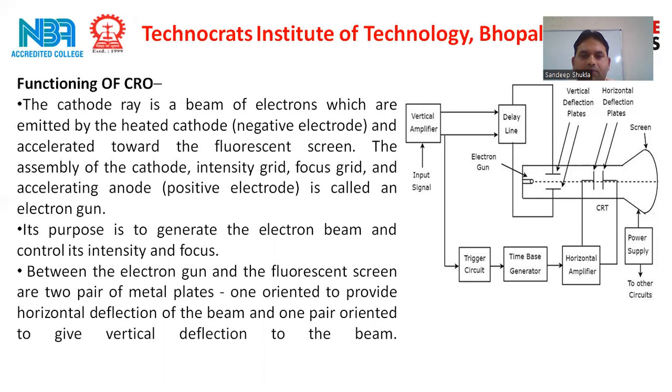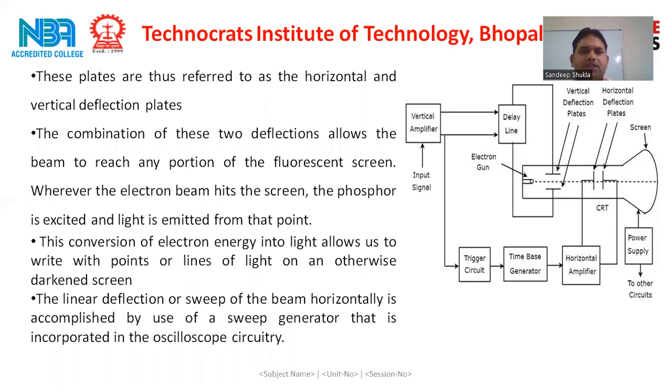Between the electron gun and the fluorescent screen, there are two pairs of metal plates, one oriented to provide horizontal deflection of the beam and the other oriented to give vertical deflection to the beam. You can see the two plates here. These plates are referred to as the horizontal and vertical deflection plates. The combination of these two deflections allows the beam to reach any portion of the fluorescent screen, where the electron beam hits the screen, the phosphor is excited, and light is emitted from that point.